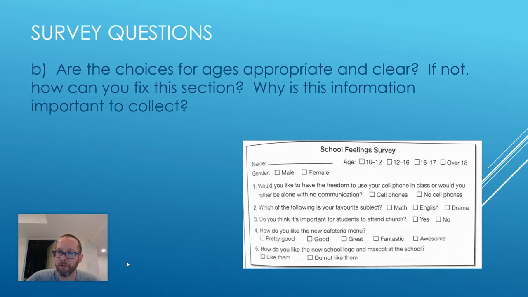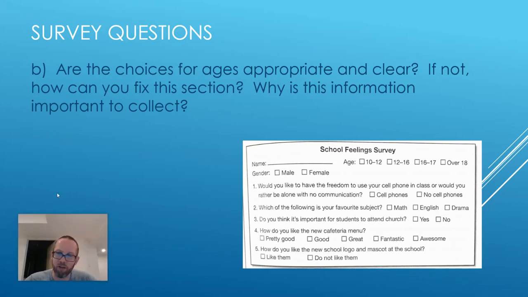So if you notice that there's some overlap, like if you're 12 or if you're 16, which box are you going to check? It's not really clear. Also, the 12 to 16 box is larger than the 10 to 12 box in terms of interval range, which is larger than the 16 to 17. So there's many issues within that one.